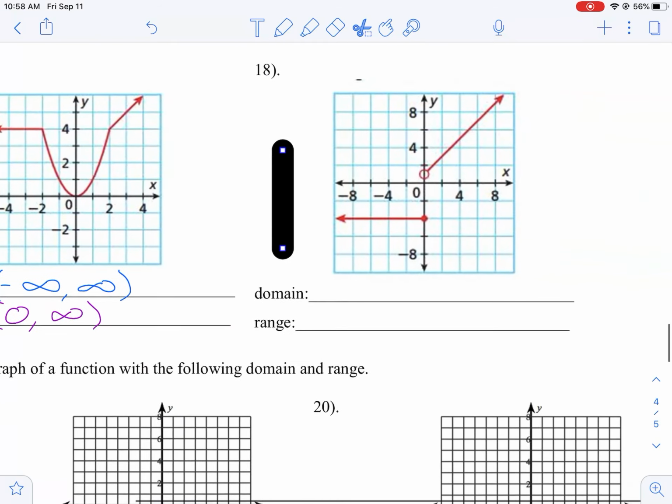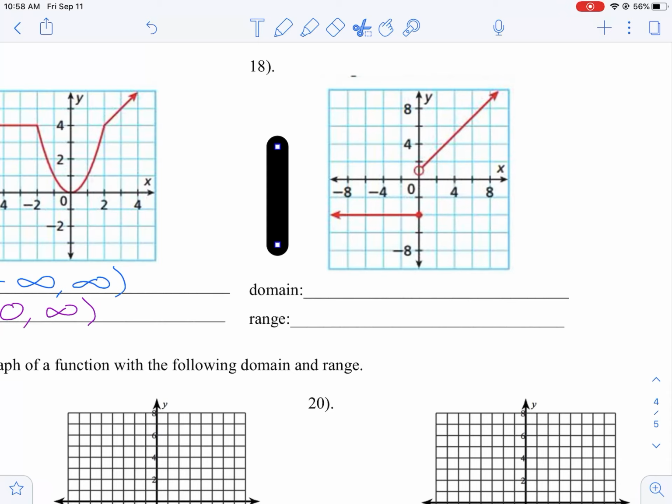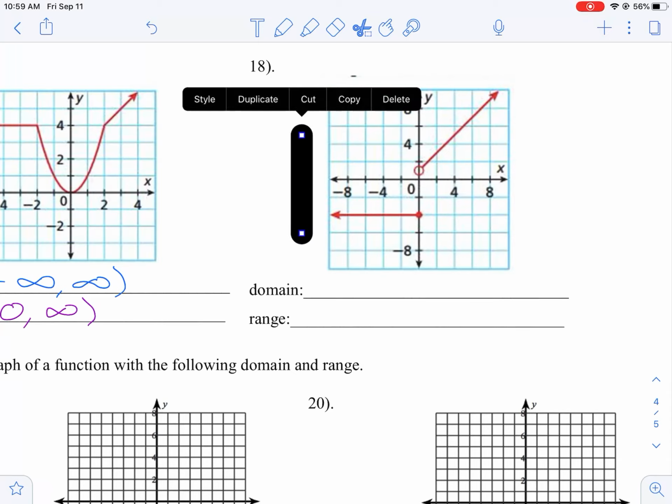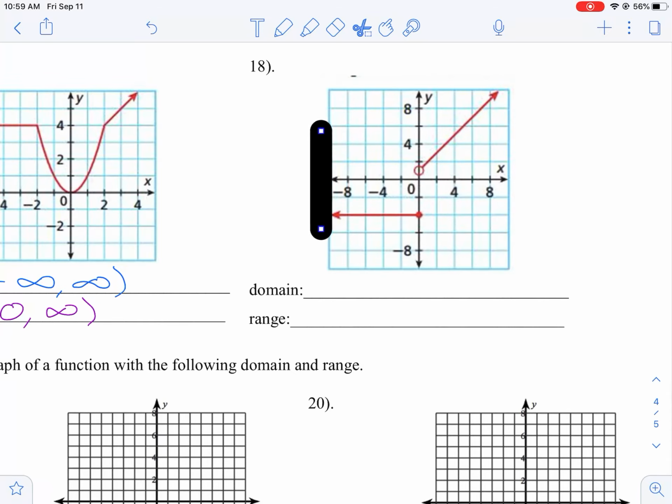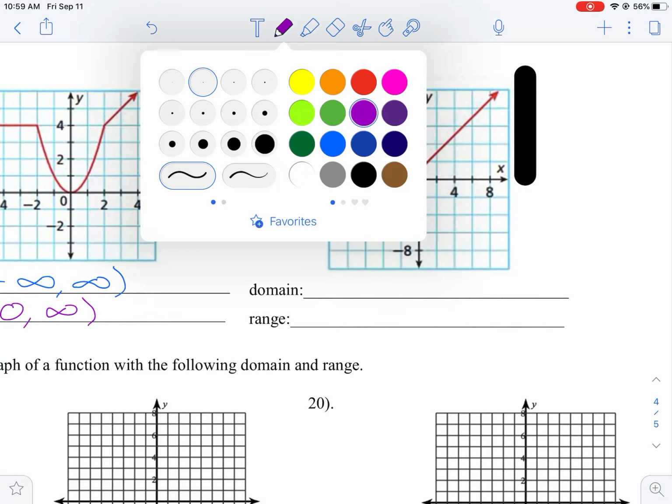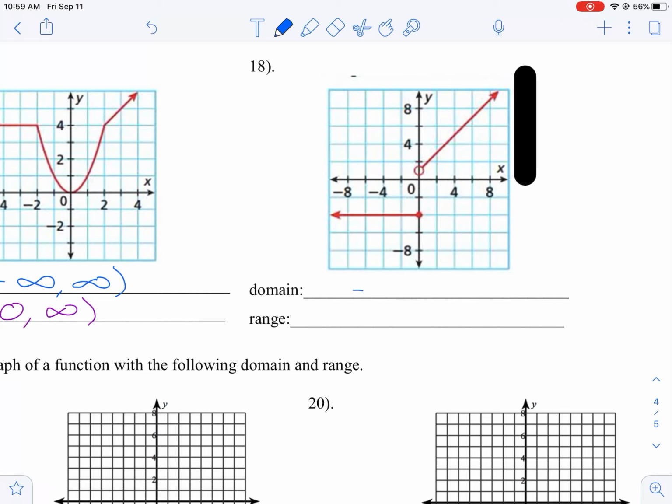Now, 18, little strange, but we're going to go over it. So, domain, cover left to right, scanning. So far, we're still touching all of our lines there. All right, so we covered everything for a domain. So again, negative infinity to infinity. It's pretty common that you have that as one of your domains or one of your ranges.